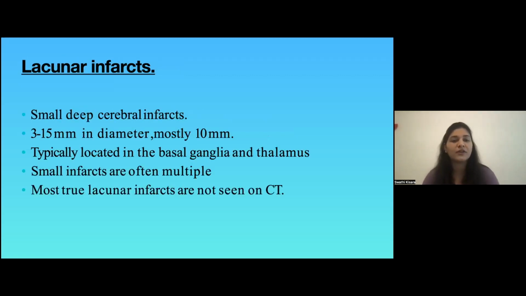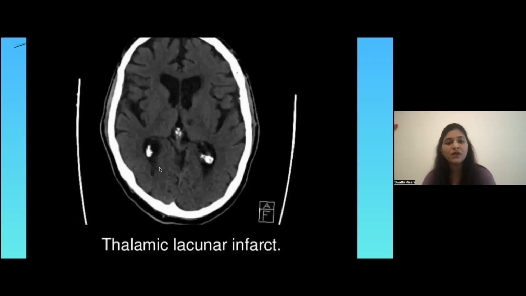Coming to lacunar infarcts, they are small, deep cerebral infarcts. They are about 3 to 15 mm in diameter, and they are typically located in the basal ganglia and thalamus. These infarcts are small and often multiple in number, and not many lacunar infarcts are seen on CT. This is an axial CT image showing a lacunar infarct in the left thalamus.